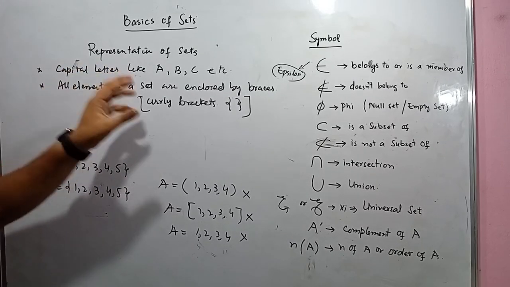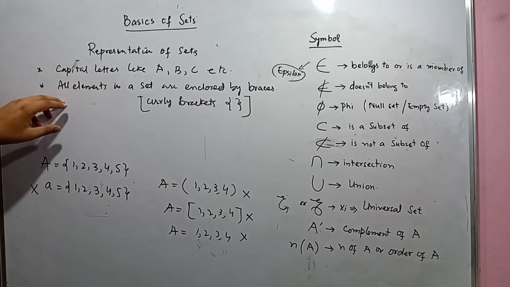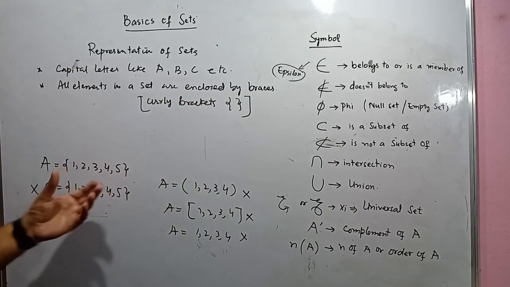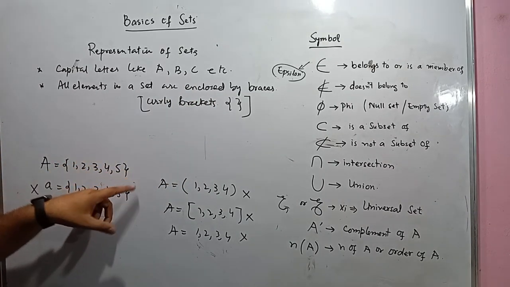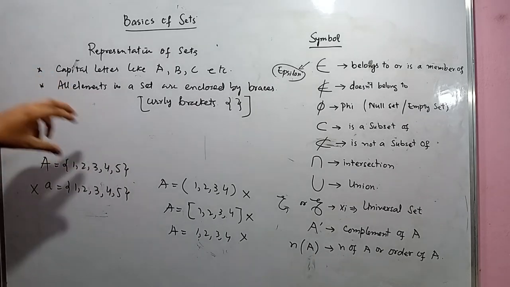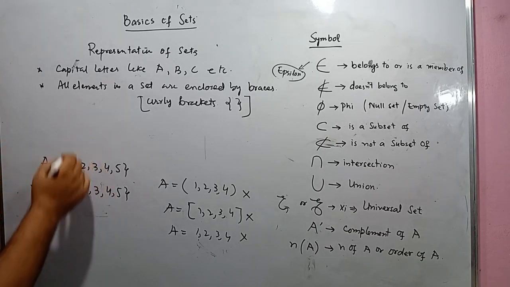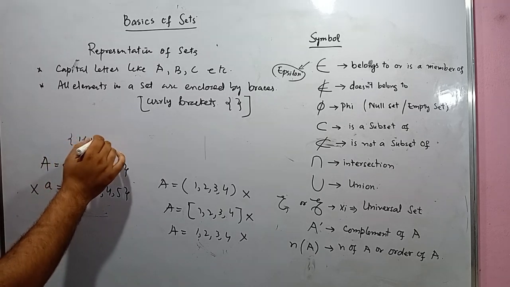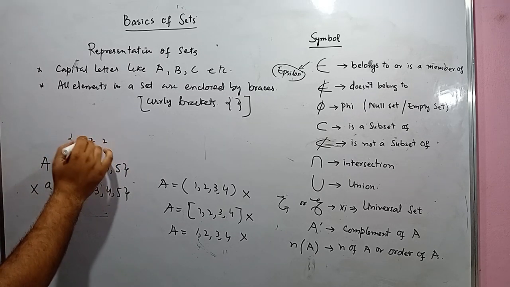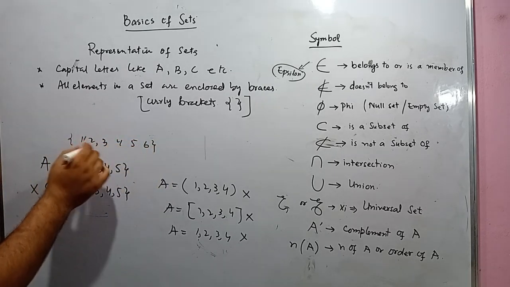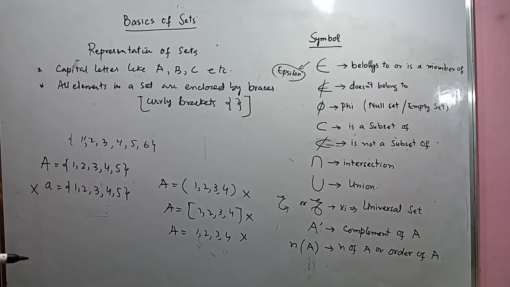Sets are denoted by capital letters, and all elements in a set are enclosed by braces. There should be curly brackets at the start and at the end of the set. And the elements or members in a set are separated by commas. I should place the comma; if I do not place the comma, then it's not the correct way. I cannot write 1 2 3 4 5 6 like this. I should place commas between the elements of the set.